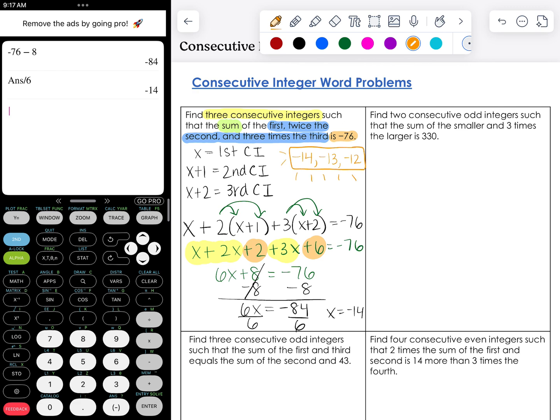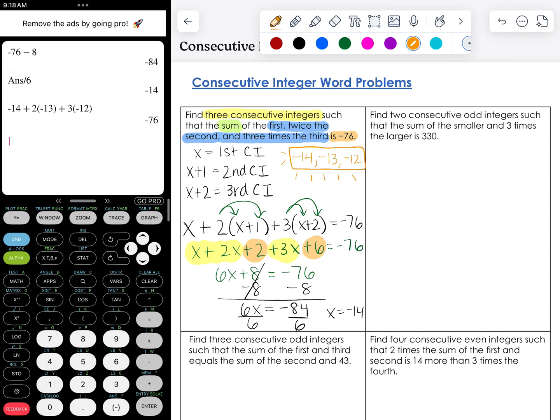Okay, you have to make sure that you're answering the question. So I like to check and I say, okay, well, the first is negative 14 plus twice the second plus 3 times the third, and that equals negative 76. So you know you got it correct. So it's always a great idea to check your answer at the end.